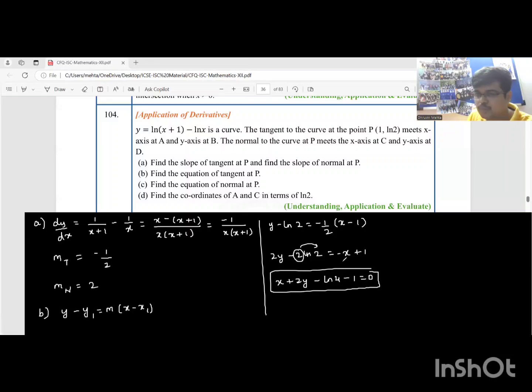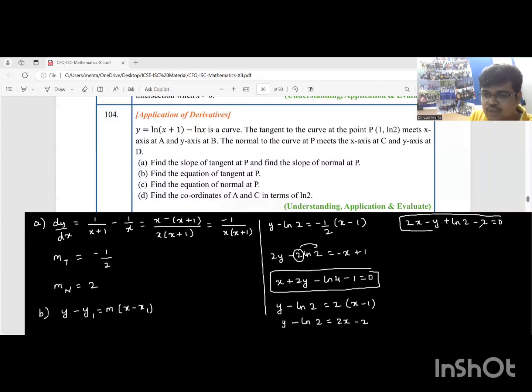Once you complete the tangent part, you have to move ahead with the normal part. For normal, students will use the slope as 2. So we'll get y minus ln 2 is equal to 2 into x minus 1. You open the brackets, y minus ln 2 is equal to 2x minus 2. You take everything on the same side. The equation is 2x minus y plus ln 2 minus 2 equal to 0.